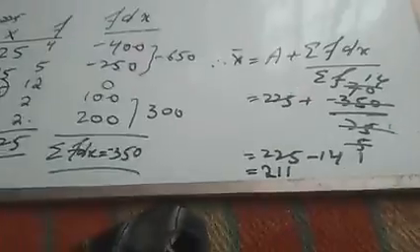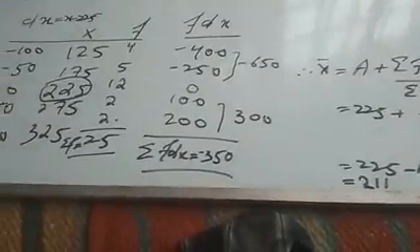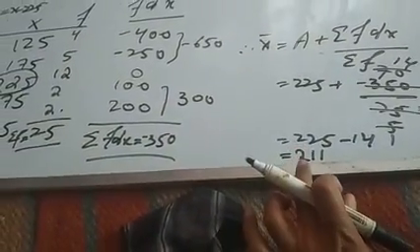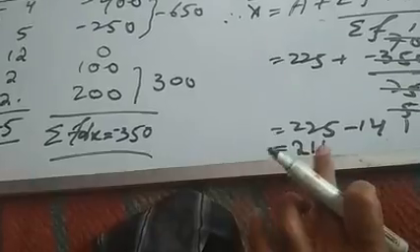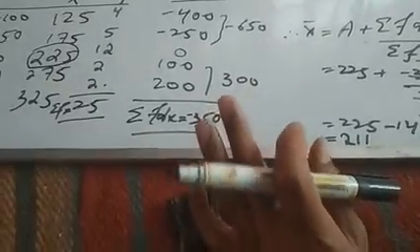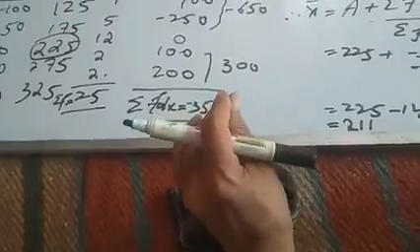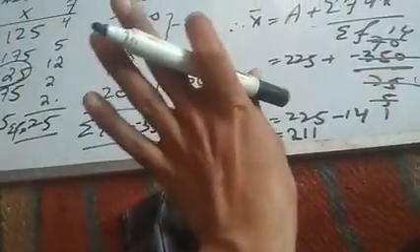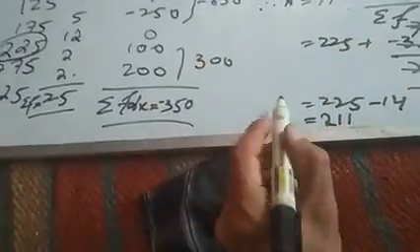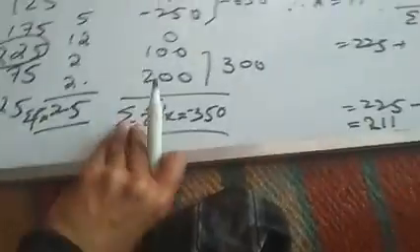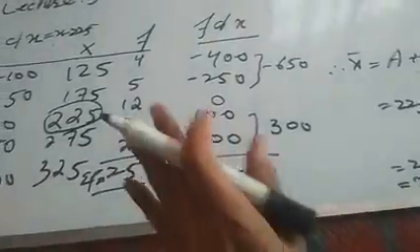So 211 is the mean expenditure, that is, the average expenditure of each household. Average expenditure of each household is 211 rupees. If you find the arithmetic mean of the same question with the direct method, you will also get the same answer. So now you know how to find arithmetic mean using assumed mean.